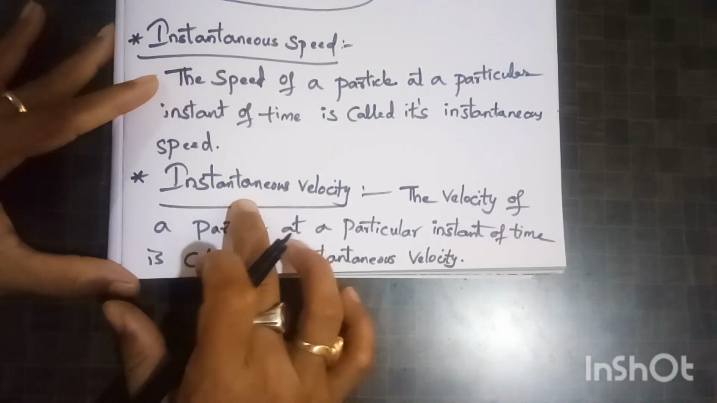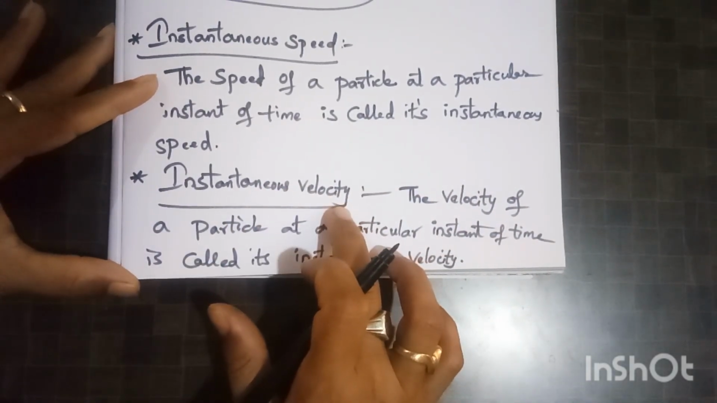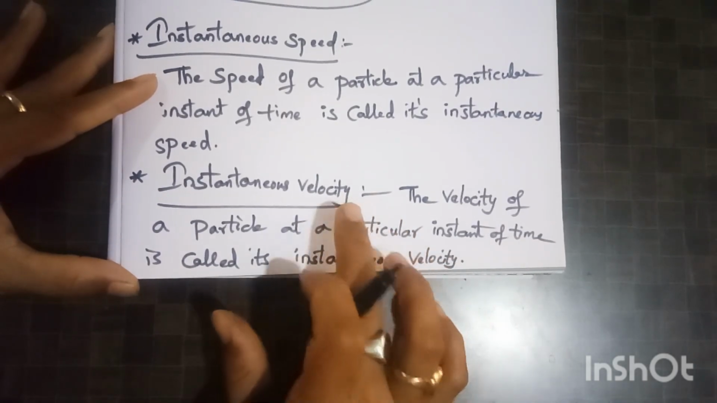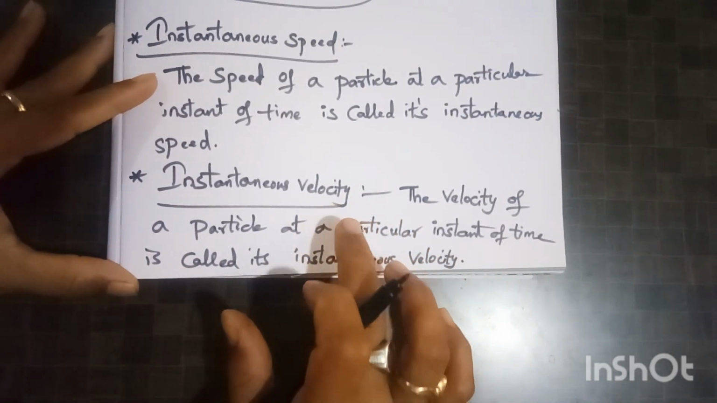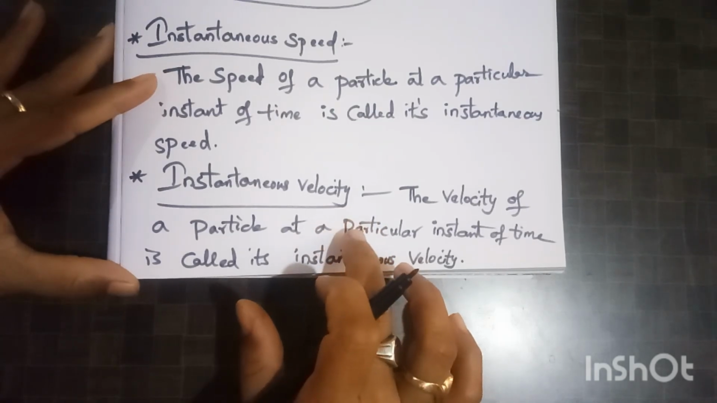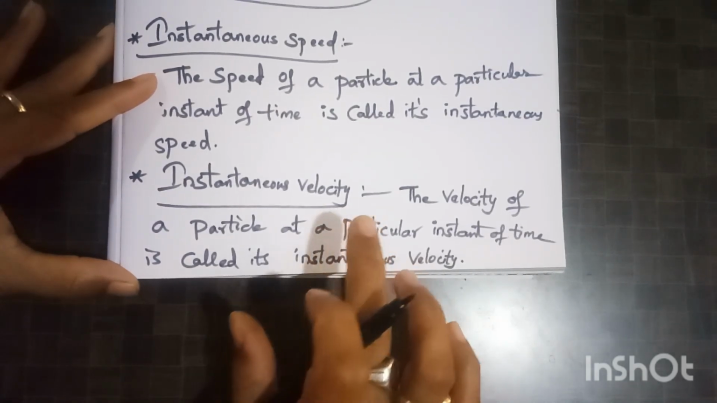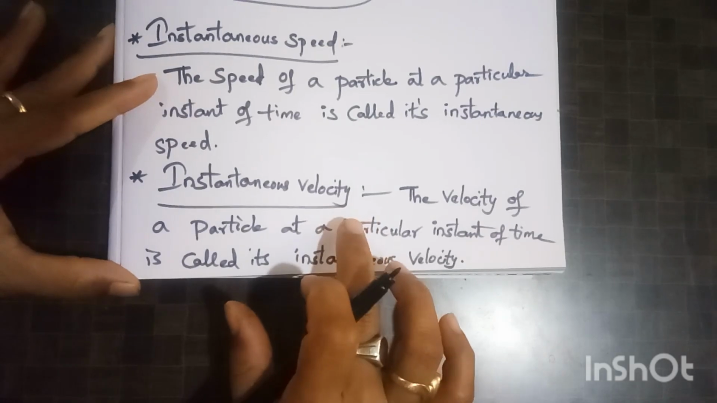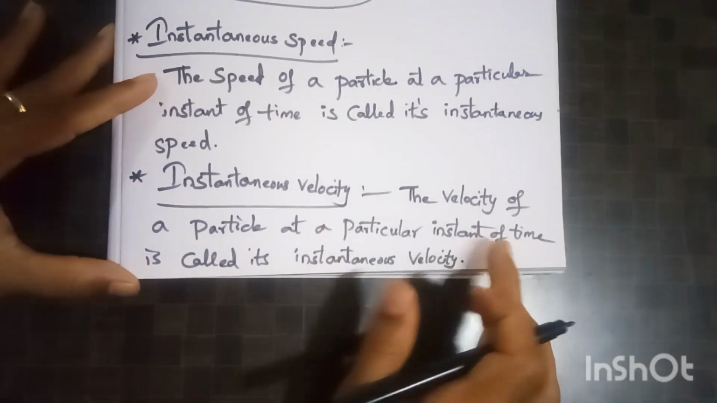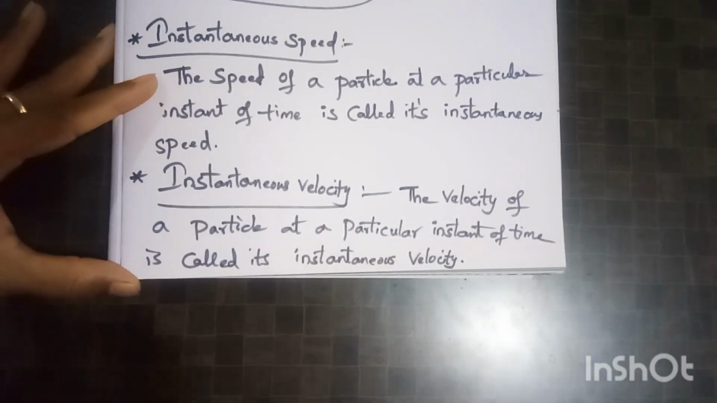Similarly, what is meant by instantaneous velocity? As you are traveling at a particular time, you want to calculate the velocity. If you calculate the velocity for any particular instant of time, then that velocity is called instantaneous velocity.